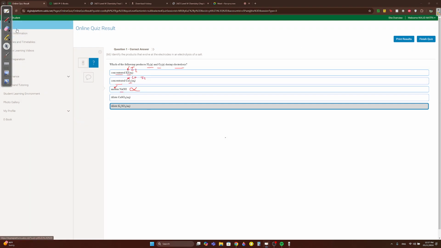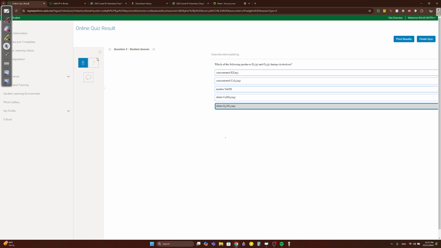Dilute CuSO4. Here we can't because it contains copper, so I'm going to end up getting copper. K2SO4. It's not copper, not Ag, and there's no Cl, Br, or I. Please pay attention. If they said dilute KI, this would also be correct because they said dilute. If it's diluted Cl, Br, or I, it will also give you O2. The only time Cl, Br, or I will give you the actual Cl, Br, or I as a product is when it is concentrated.